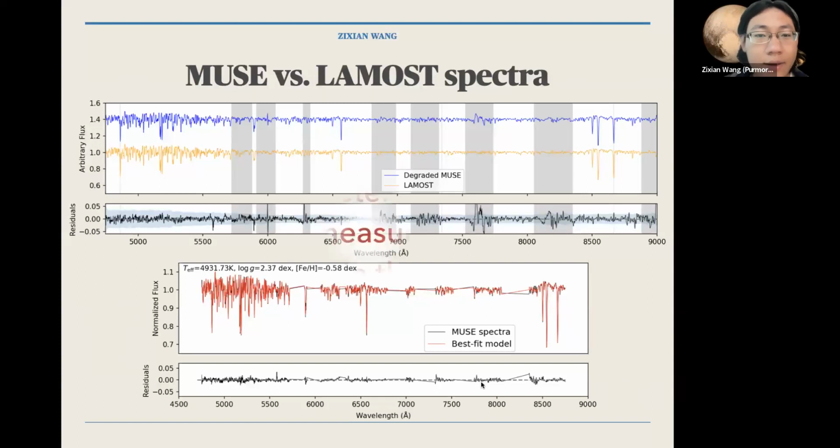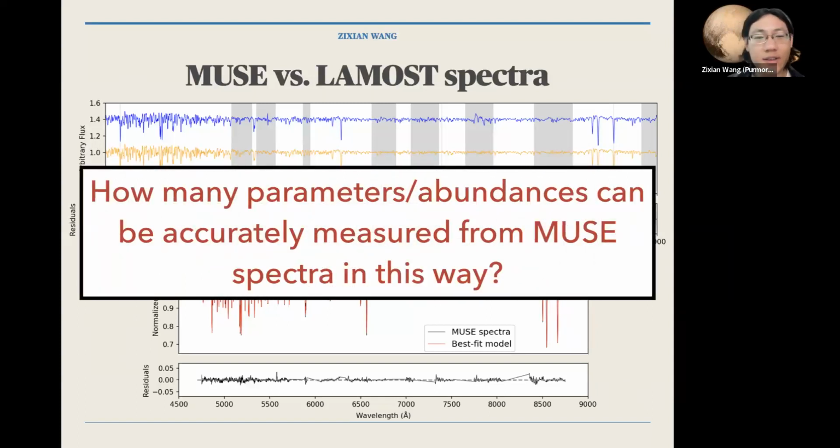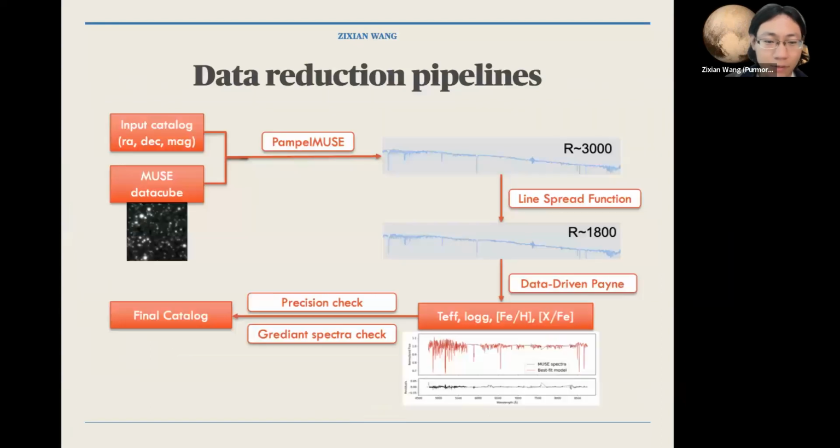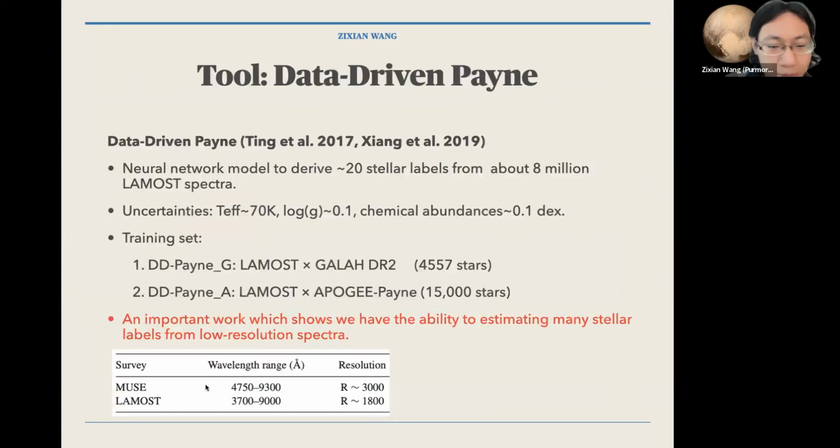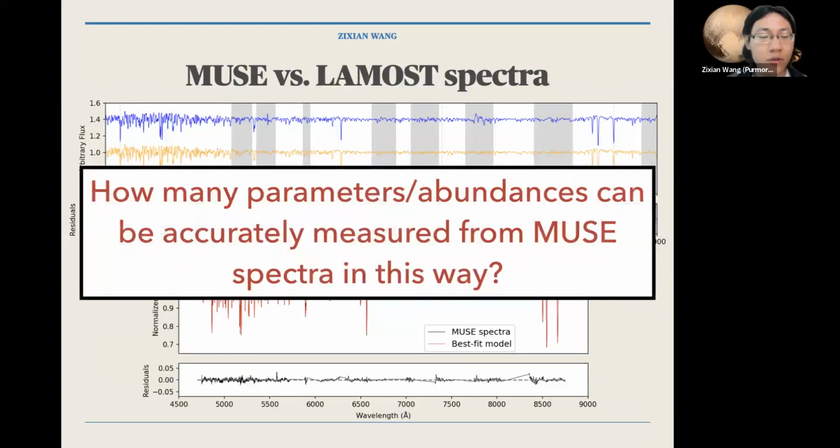You might have another question. Even though MUSE and LAMOST are very similar in wavelength range and also in spectral resolution, if you look at the wavelengths, you can see that in the MUSE spectrum, we don't have the region from 3700 to 4700. And this region has so many absorption lines, which is very helpful for us to accurately measure the abundances, right? Then if you put MUSE in The Data-Driven Payne, you don't have this wavelength range. Then how many abundances can be accurately measured?